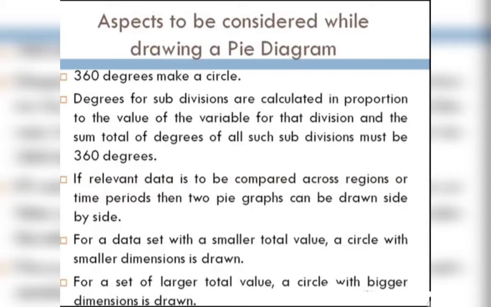Then for a data set with a smaller total value, a circle with a smaller dimension is drawn. As and when the total value is smaller, the dimension will also be according to that, and if it is larger, then the dimension will be according to that. So these are the points to be considered whenever you are drawing a pie diagram.